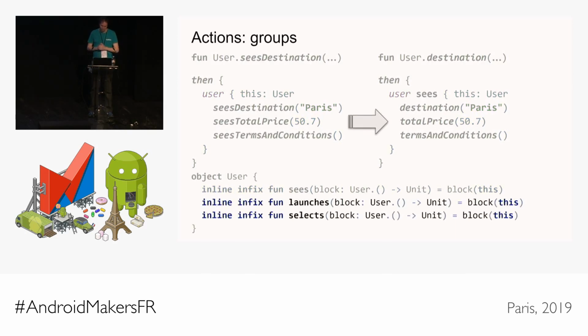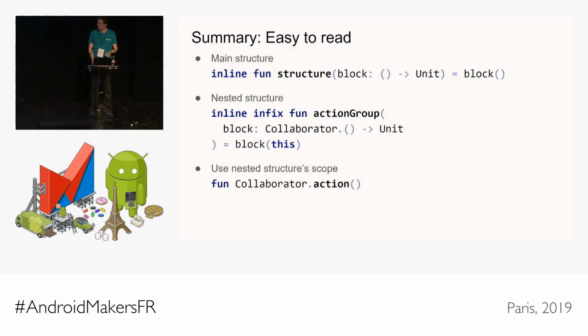There could be multiple of these. The user can launch things, the user can select things, the user can also type into edit text. It's up to you if you use this, what you come up with. So in summary, this is the basic structure we have, and the nested structures are scoped inside the main structure, and the collaborator is the implicit receiver there, and we use this implicit receiver to execute actions.